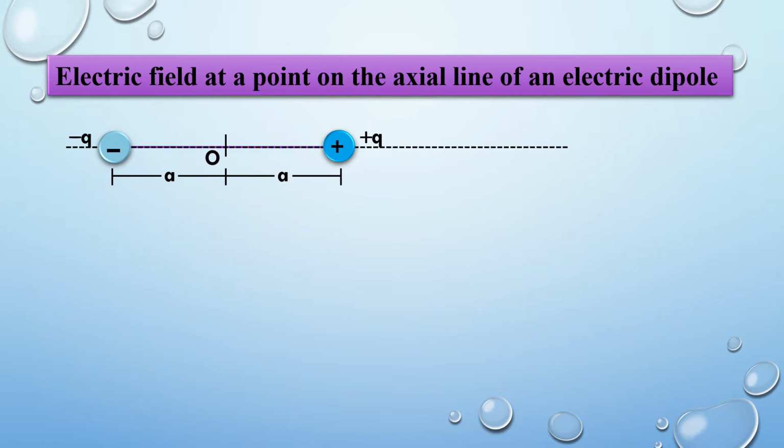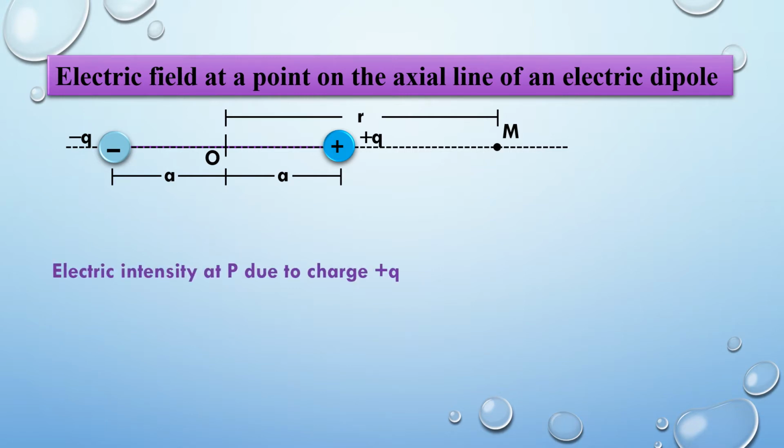Now, this dotted imaginary line acts as the axial line, which is passing through both the electric charges. So this is the axial line where we are now going to consider a point M which is at a distance R from the center O. And we are supposed to find the electric field intensity at point M. The electric field intensity at that point due to the positive charge Q can be found using the formula E is equal to 1 upon 4 pi epsilon naught Q by R squared.